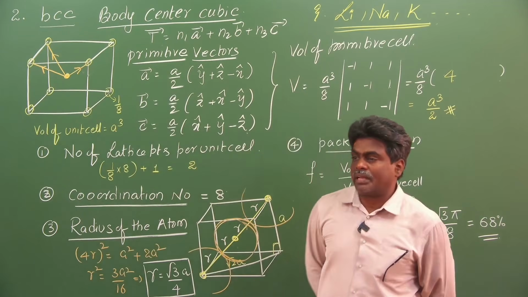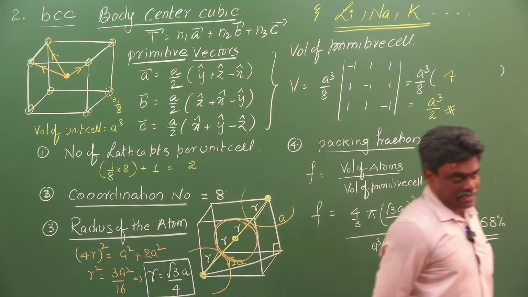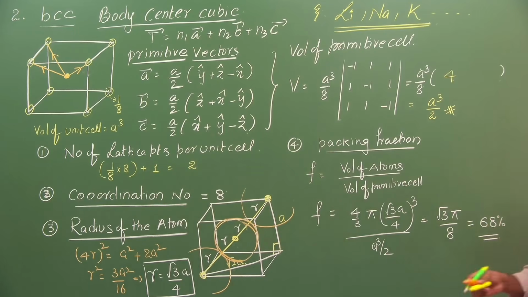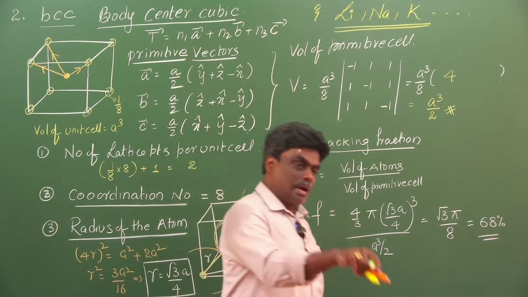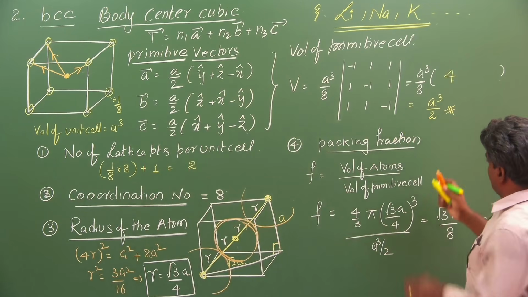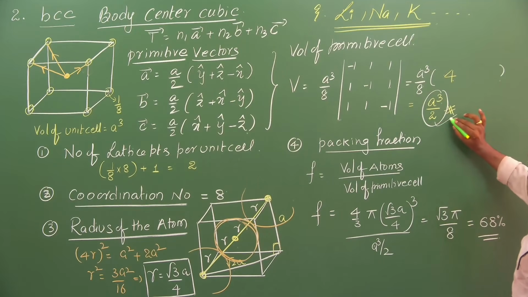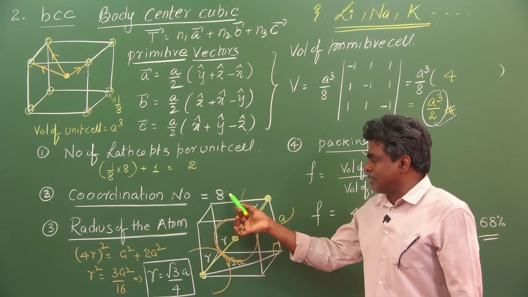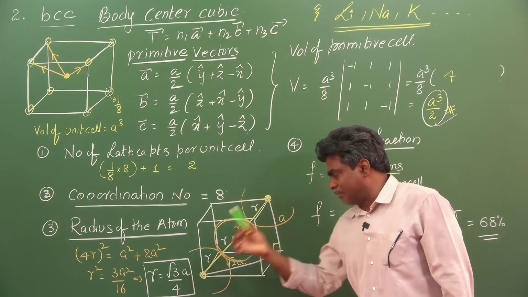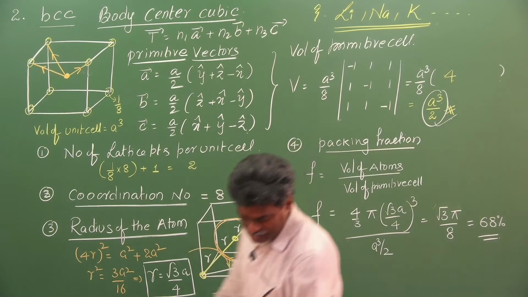So see the primitive vectors of BCC: a bar equals a by 2 (y cap plus z cap minus x cap), b bar equals a by 2 (z cap plus x cap minus y cap), c bar equals a by 2 (x cap plus y cap minus z cap). Then the volume of the primitive cell is a cube by 2. Easy: unit cell volume by number of lattice points per unit cell. Number of lattice points per unit cell in BCC is 2. Coordination number of BCC, radius of the atom in BCC, packing fraction of BCC. Please remember both root 3 pi by 8 and 68%.